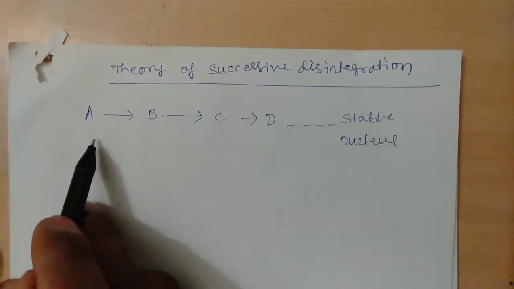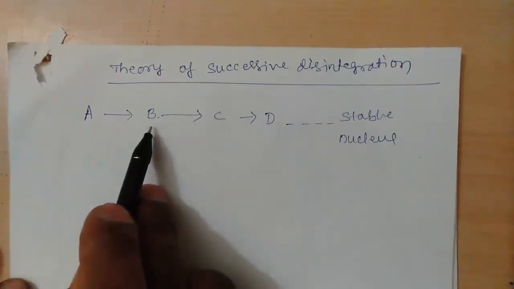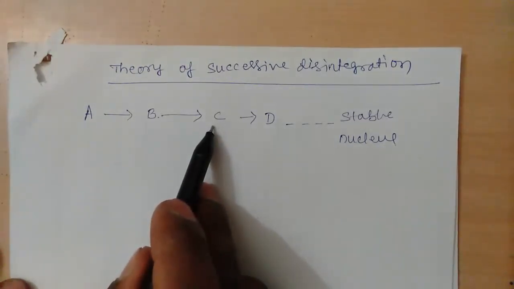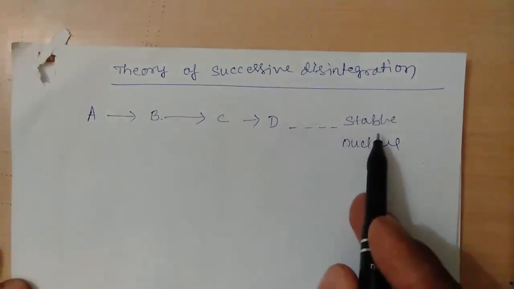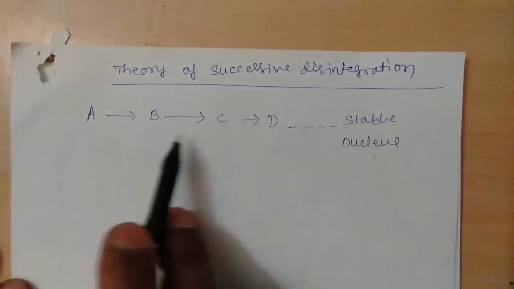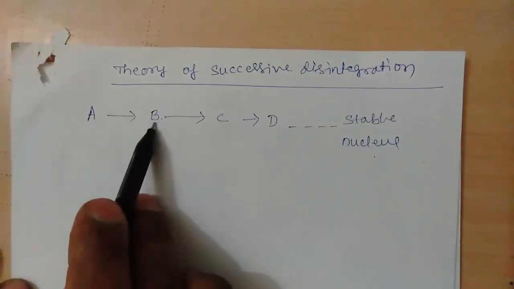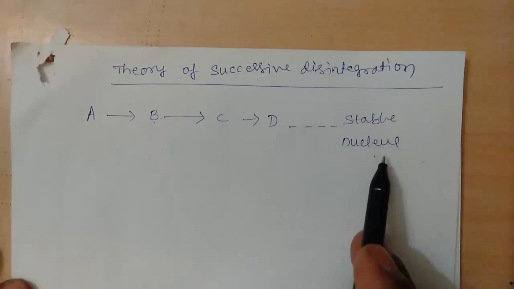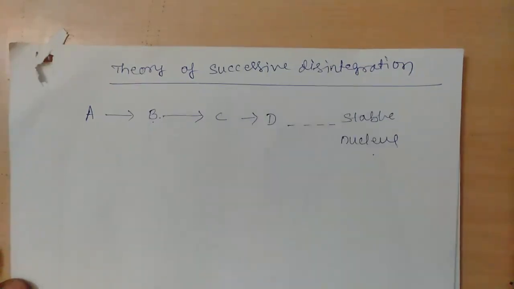Students, radioactivity takes place due to instability. In order to gain stability, this radioactive substance will decay into another radioactive substance, and this will decay into another radioactive substance D, and this further decays, and this process continues until a stable nucleus is formed. So this process of continuous or successive disintegration of one radioactive substance to another to form a stable nucleus is known as successive disintegration. Clear?